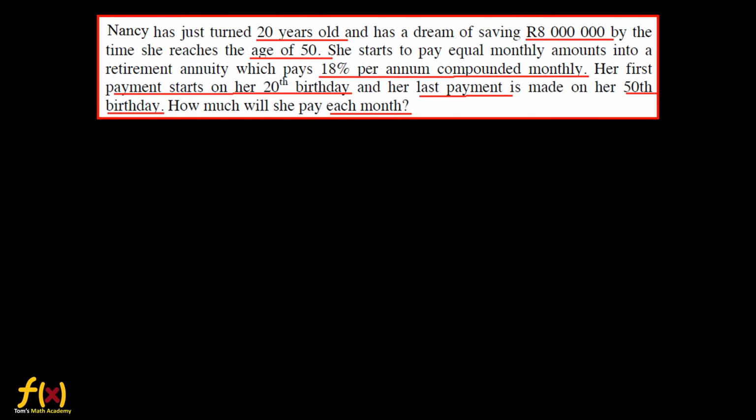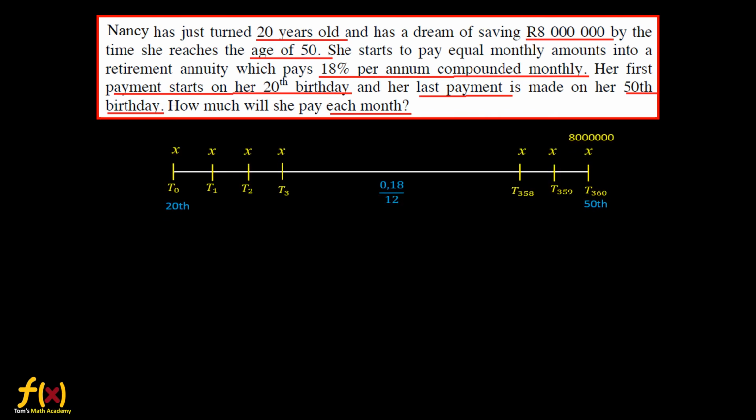Her first payment starts on her 20th birthday, and the last payment is made on her 50th birthday. So 20 to 50 is 30 years, at 18%. Here is a timeline to show the details.